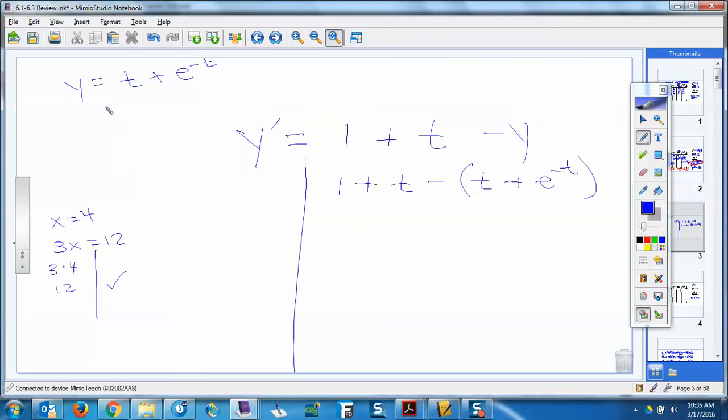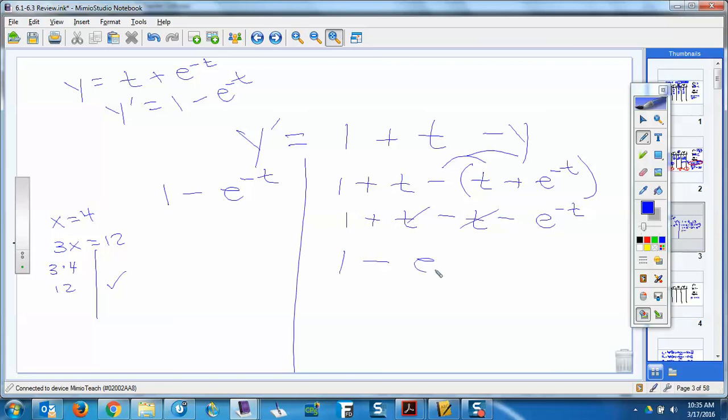And what am I going to put on this side in place of y prime? The derivative of y. So over here, I'll do the derivative real quick. Derivative of t is 1. Here I'm going to kick out a negative 1, so that's going to be negative e to the negative t. So my y prime is 1 minus e to the negative t. Now I'm trying to show that these are the same, so I'll just distribute this negative. So I get 1 plus t minus e to the negative t. The t's cancel, and I get 1 minus e to the negative t. Sure enough, those two match, and so that is the solution.